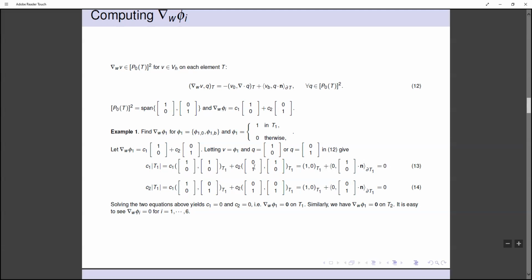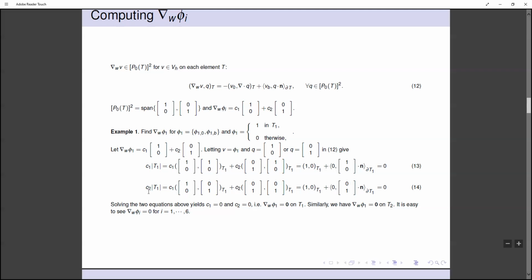Now let's look at the left-hand side. Left-hand side, 0, 1, 1, 0. This gives you 0. Okay. Only this one, 1, 1. The function is 1, and this inner product gives you 1. Integrate on T1, so it gives you the area of T1. So the left-hand side equals this. So equation 13 implies C1 equals 0.